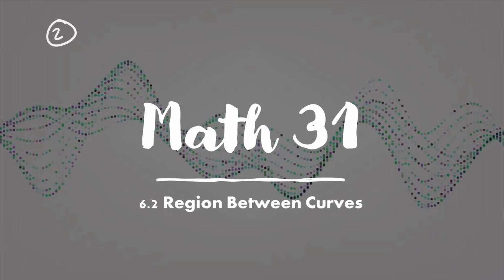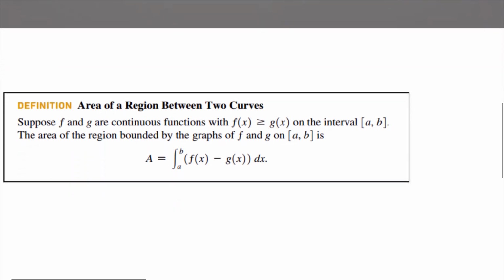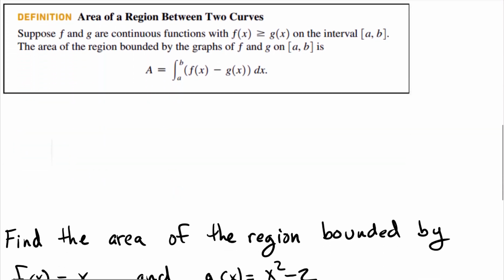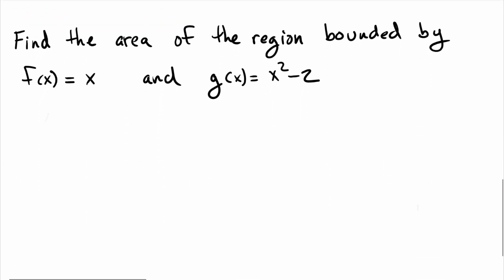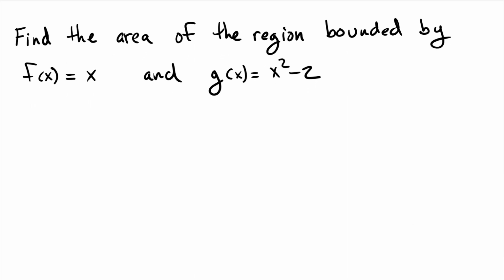Okay, let's jump into our next. So there's our definition once again. And let's look at this problem. Not too complicated, not too crazy. Let's just do a problem. So we're going to find the area of the region bounded by f of x, which is equal to x, and g of x is equal to x squared minus 2. And notice that there's no bounds here, because it's actually just asking for the area of the region bounded by it, which means they're going to intersect.